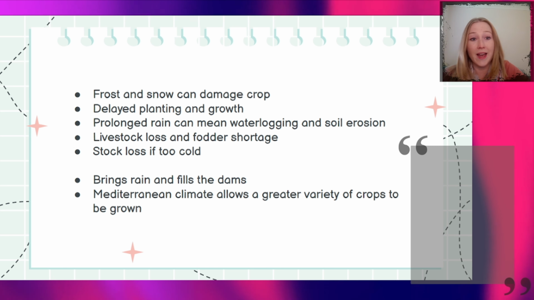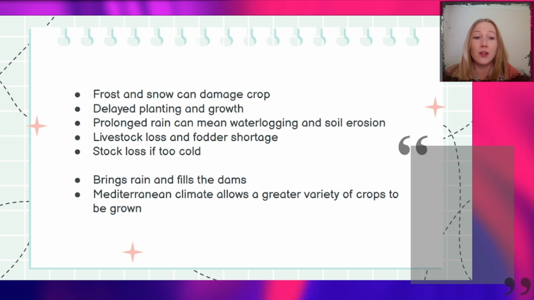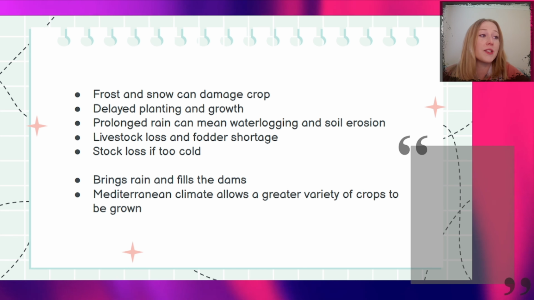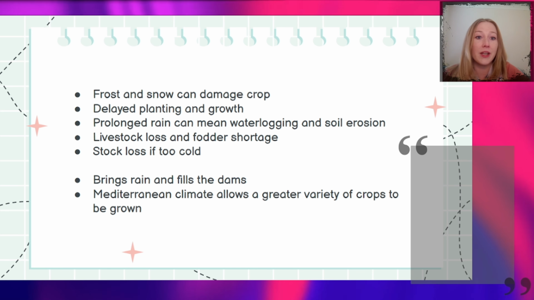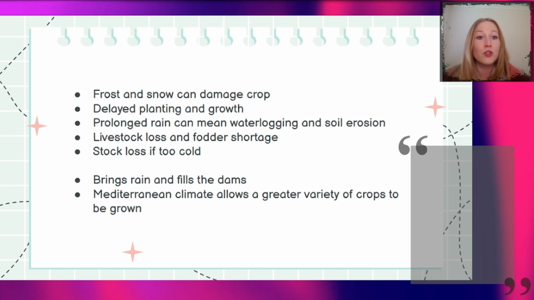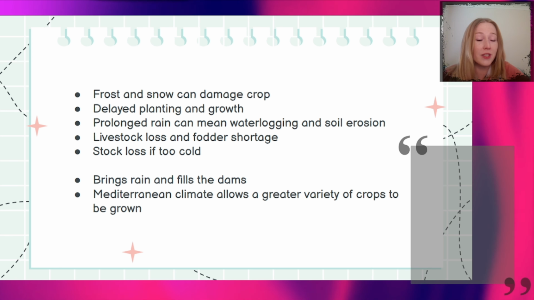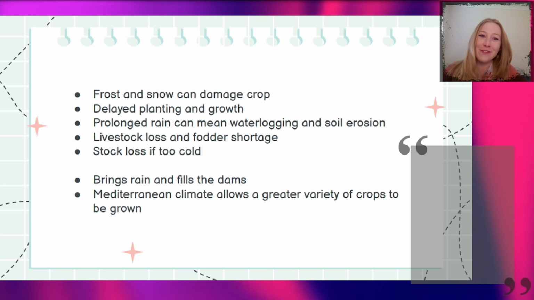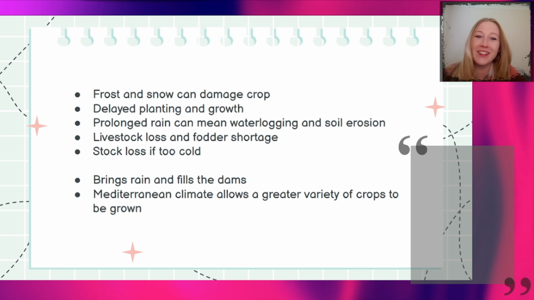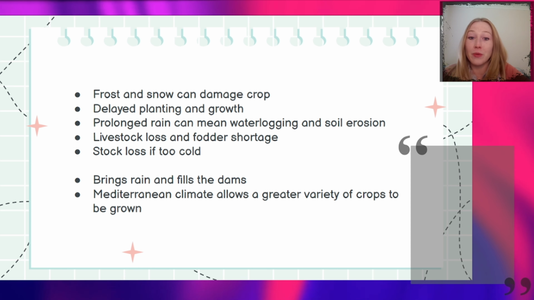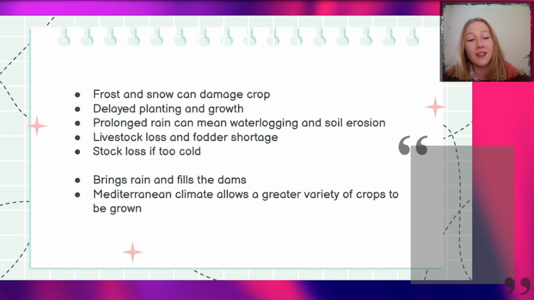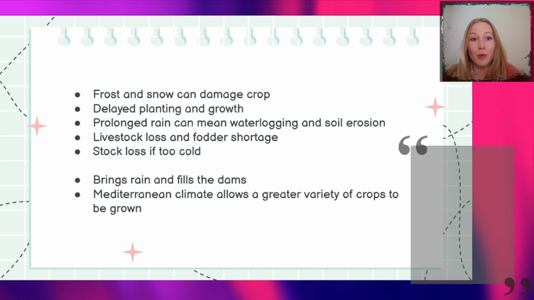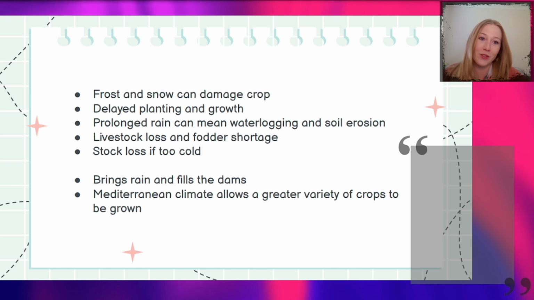We could also see loss of livestock. Unfortunately, the cold can have an impact on the animals, and it can also mean a fodder or food shortage for these animals. Stock loss if it's too cold, so that is referring to any kind of crop or stock that has been stored already. If it freezes over, it could possibly get damaged. Positives, it brings rain and it fills the dams, and we need that for irrigation. Because the Western Cape has a Mediterranean climate with the cold fronts during winter, it does also open up opportunities for a bigger variety of crop to be grown. So that can be a win to the economy as well.